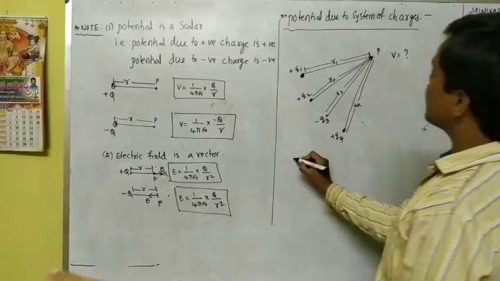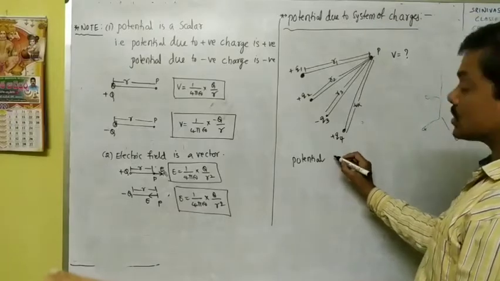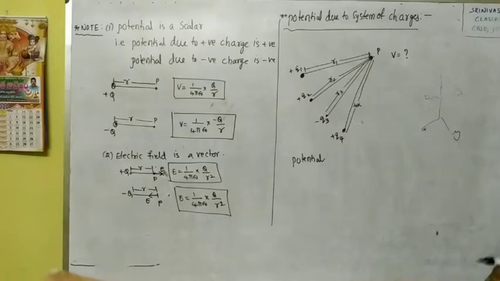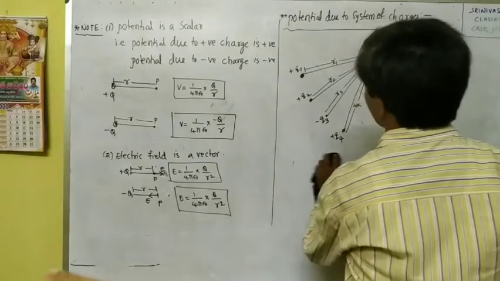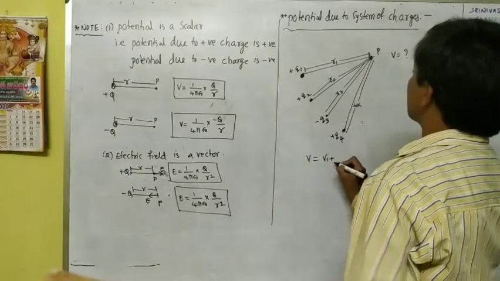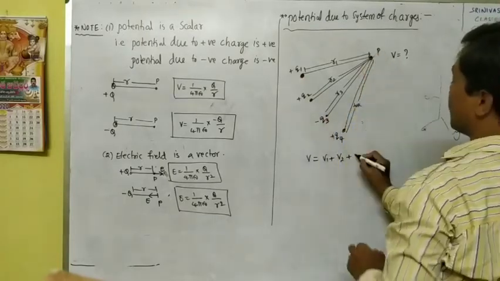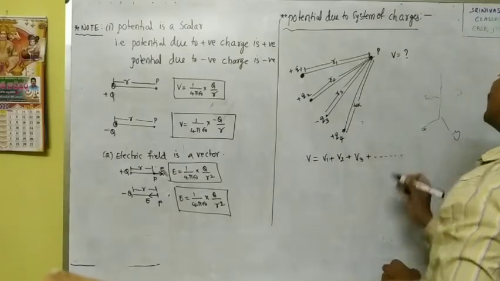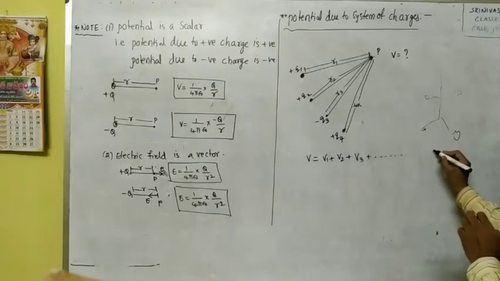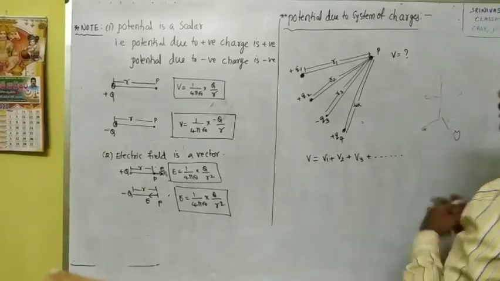Potential due to system of charges is equal to the algebraic sum of potentials due to individual charges. That means potential at point P is equal to V1, the potential due to Q1 charge, plus V2 due to Q2 charge at point P, plus V3 and so on. Directly we have to add. We should not use the vector laws. No vector laws. Why? Because potential is a scalar. So for scalars we can add directly.